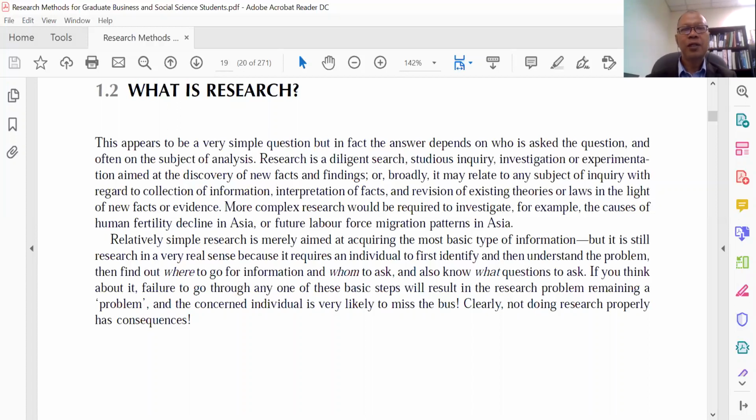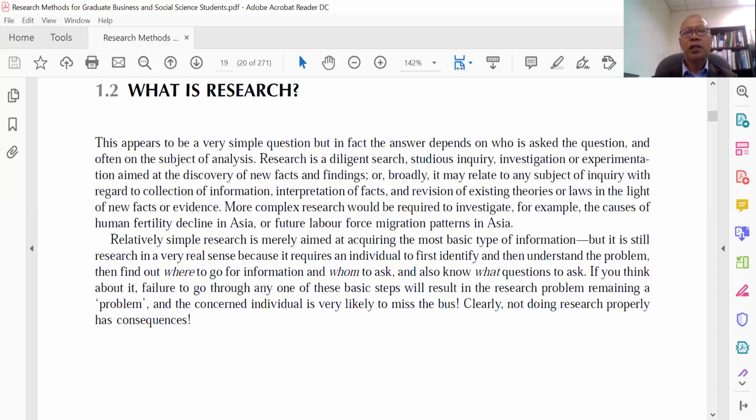There are many definitions of research, but in general, research is a diligent study, studious inquiry, scientific investigation or experimentation with the objective of finding new findings and new facts and new knowledge.